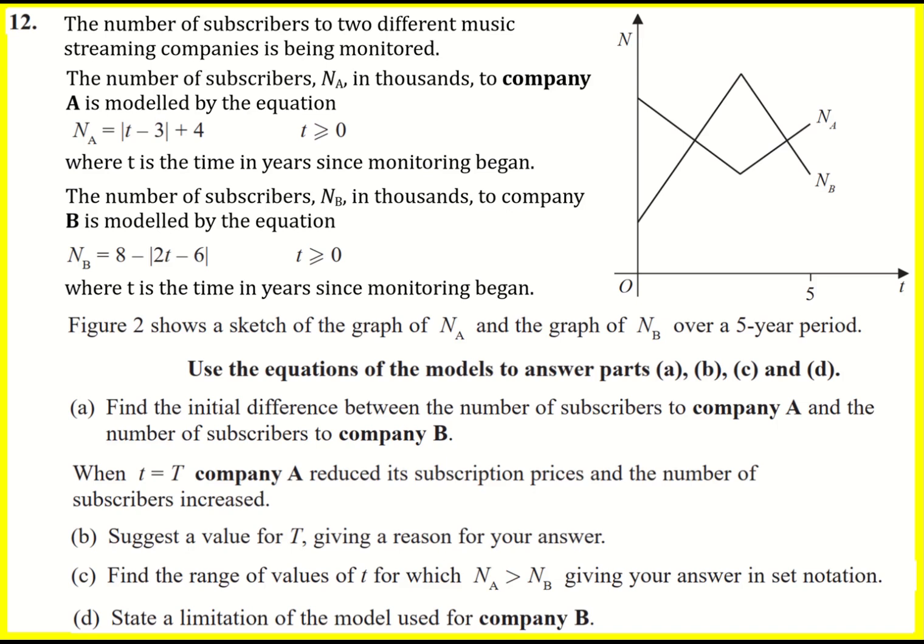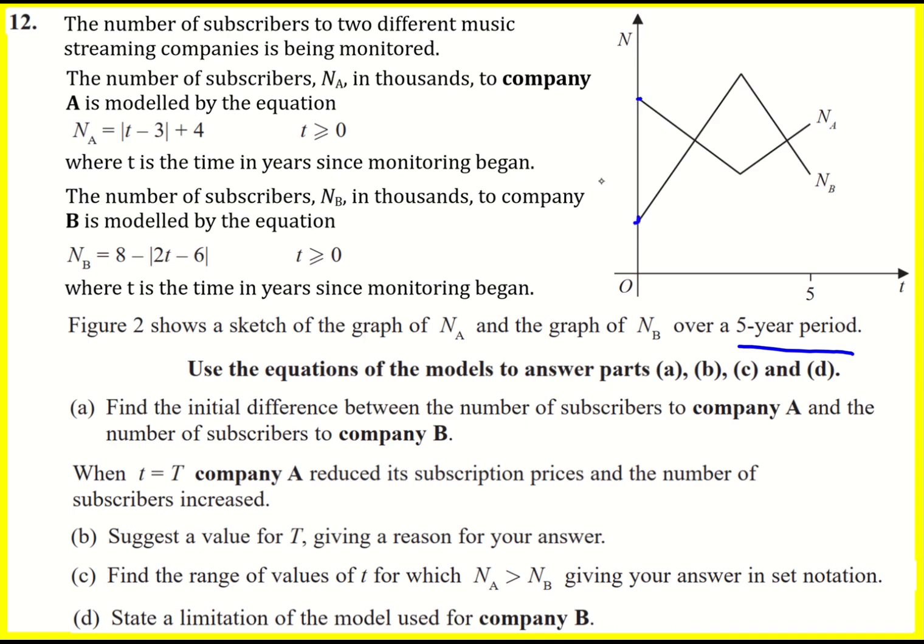Got a question on the modulus function, but it's actually a modeling question. So we've got the number of subscribers to two different music streaming companies, NA and NB. The curves are shown on the right, and it's over a 5-year period, so 5 is labeled on there. We're asked to use the equations of the models to answer the questions. So find the initial difference between the numbers of subscribers to A and to B.